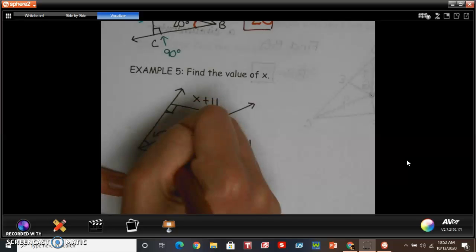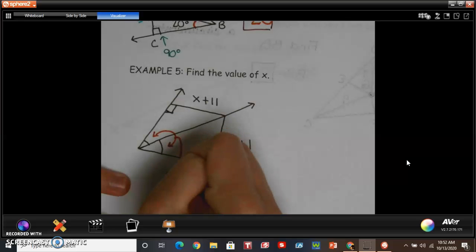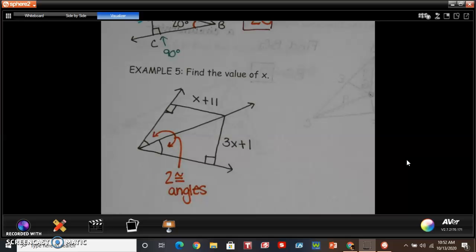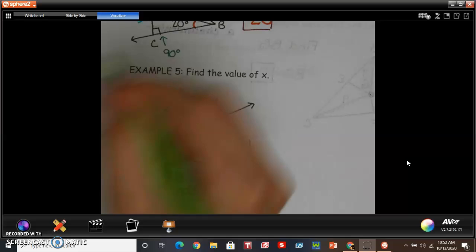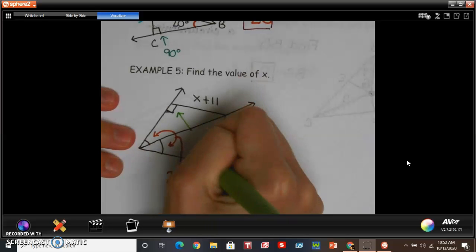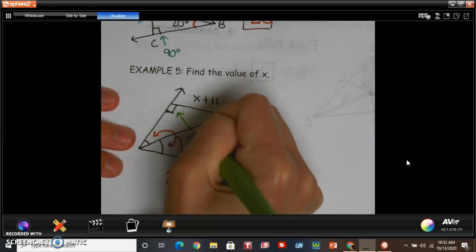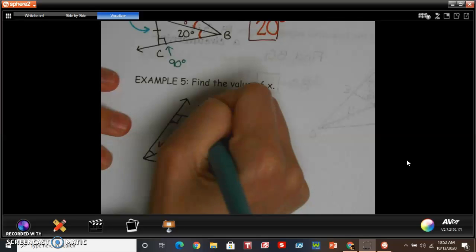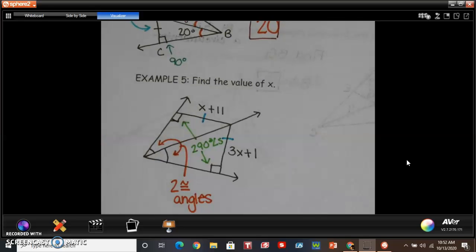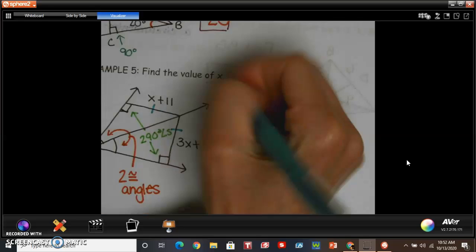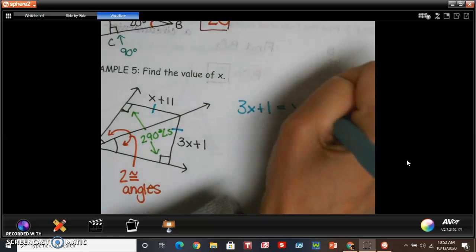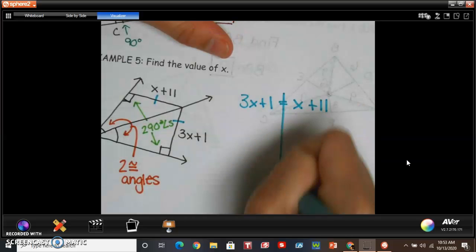So the first thing I notice, I have 2 congruent angles. They're in the right spot. That's good. I also notice I have 2 90-degree angles. So remember, if I have 2 of them, I have all 3. So that means I have equal sides. So I can solve for x by setting those equal. I can say 3x plus 1 equals x plus 11, and then solve it doing my variables and constants.